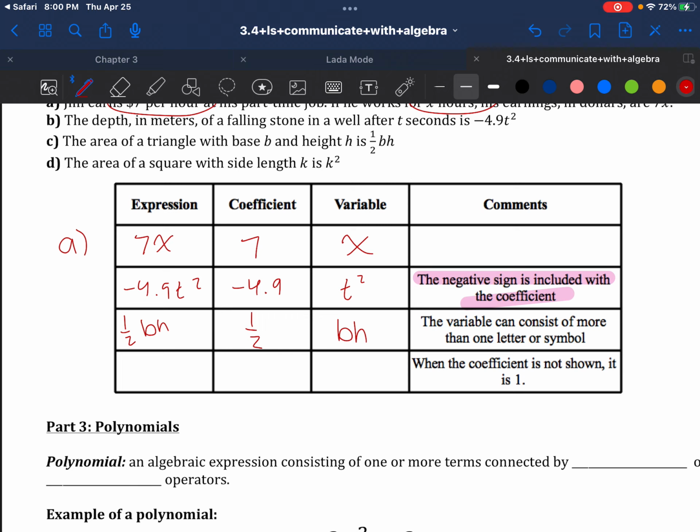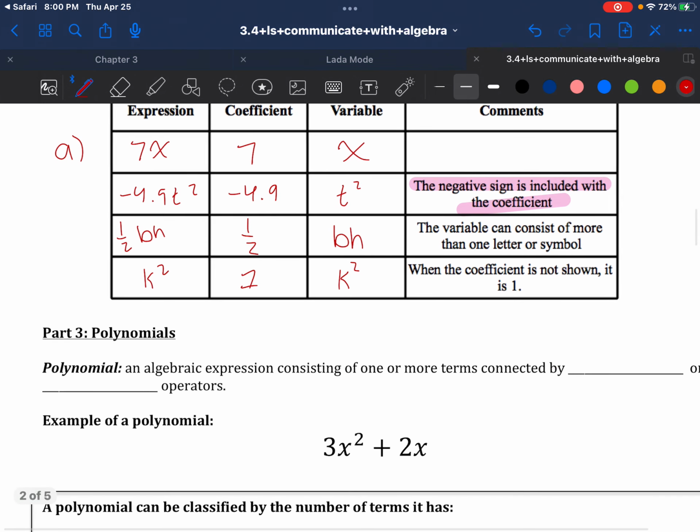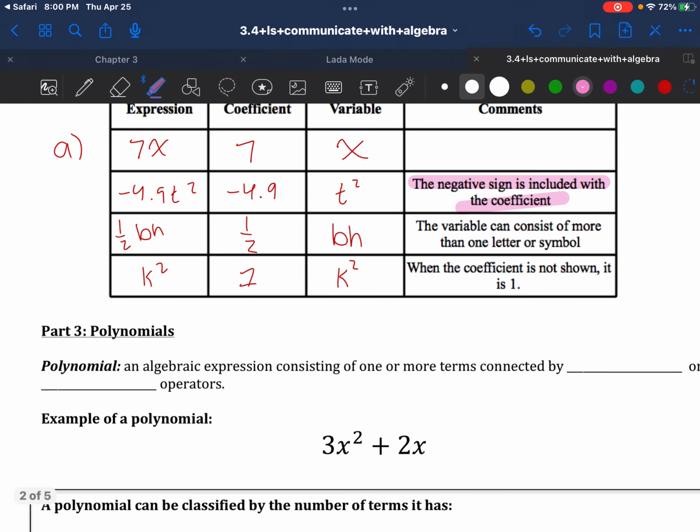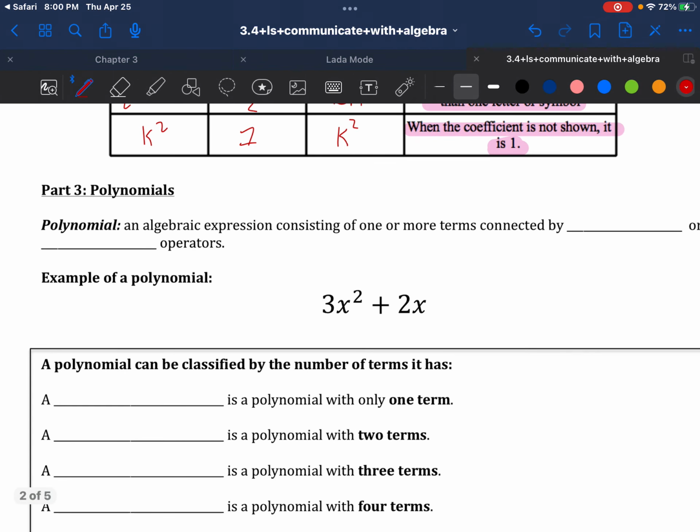So the coefficient is 1, because technically there's a 1 in front. The variable is k squared, because that's our letter. And this is 1k squared, which we don't need that 1 there. There you go. This one, let's go over this. The variable can consist of one or more letters or symbols, and when the coefficient is not shown, it is 1.